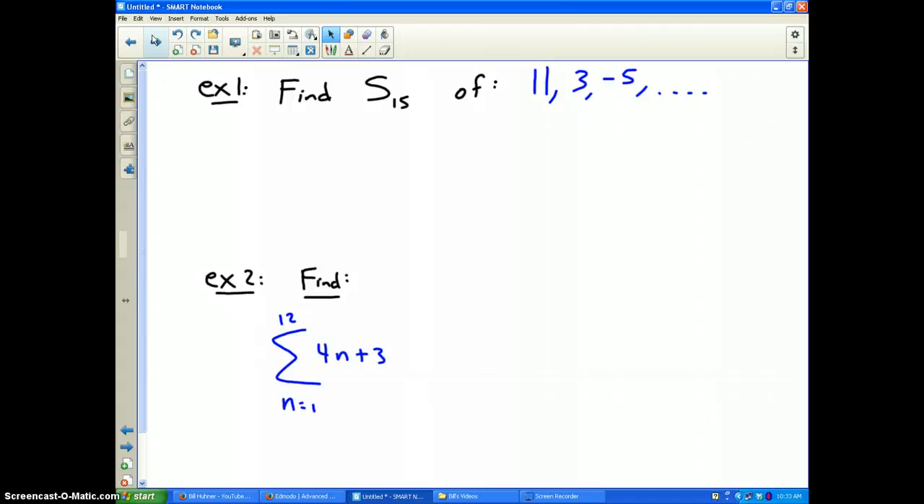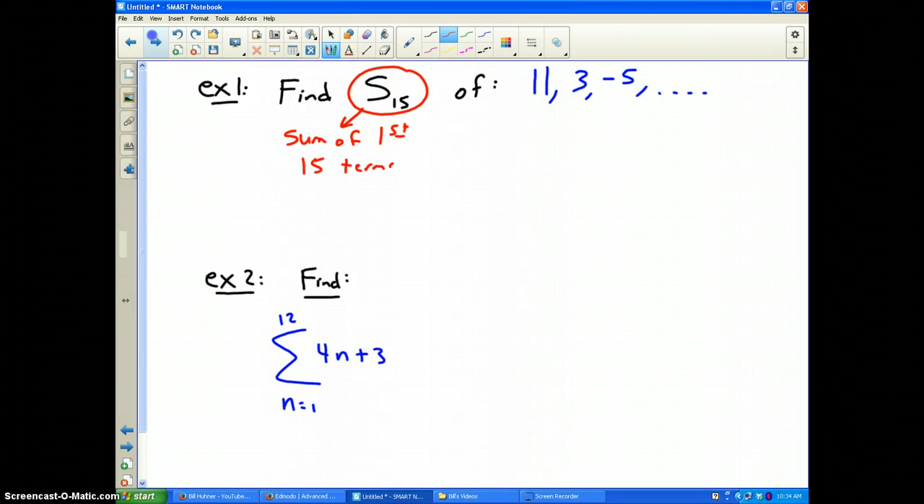Let's do a couple of examples. Example number 1 says find S of 15. Well, that means find the sum of the first 15 terms of that pattern: 11, 3, negative 5, etc. Well, the first thing we got to do is test, is it arithmetic? And if you look at it closely, it is, because the numbers are going down by 8.